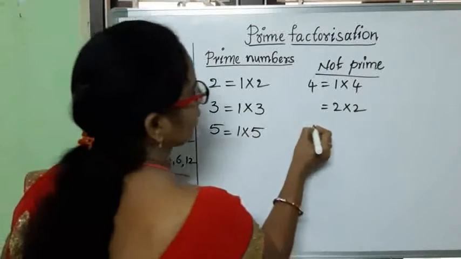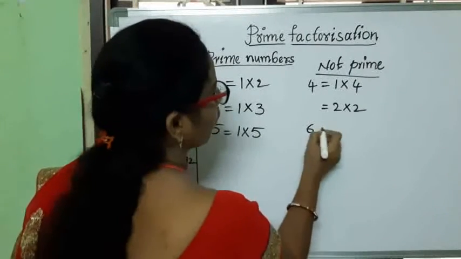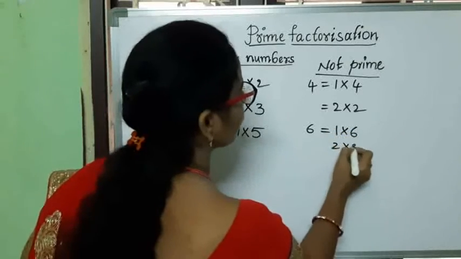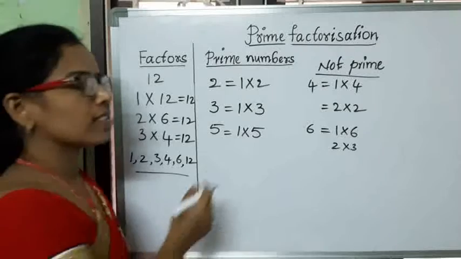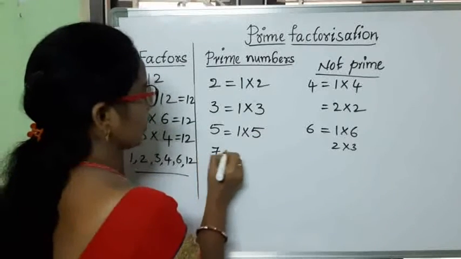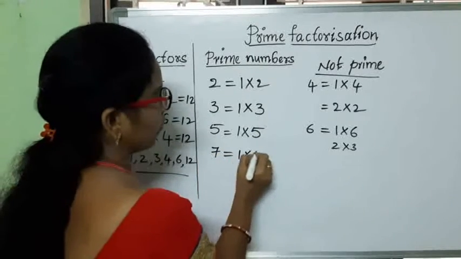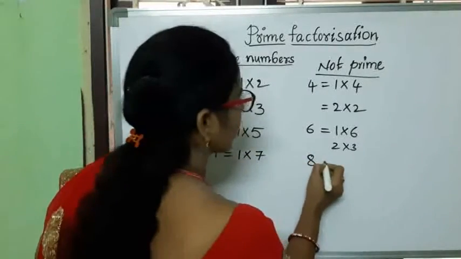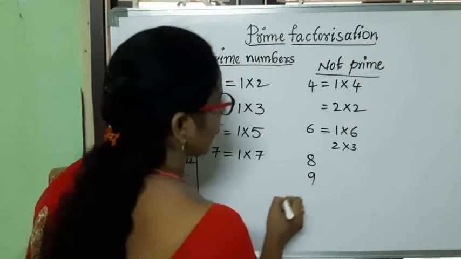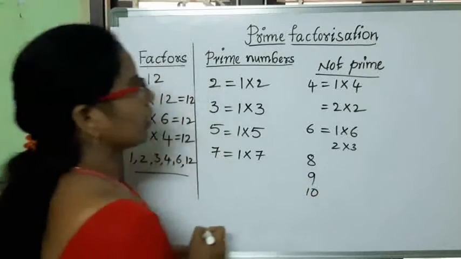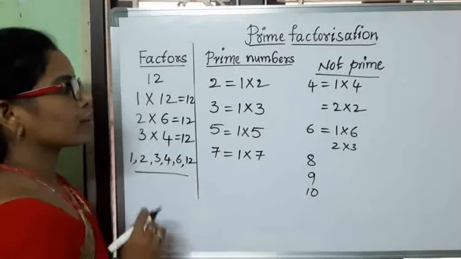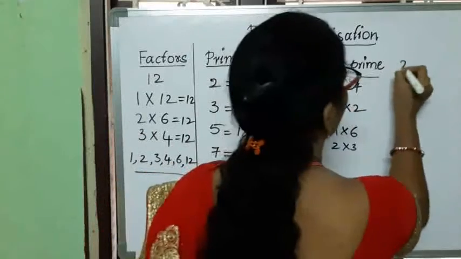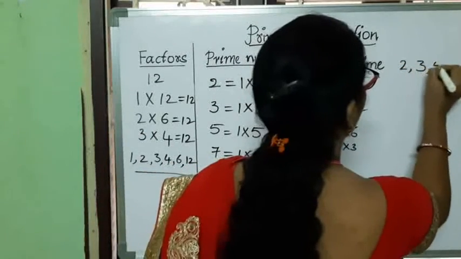Let's take 6. 6 can be written as the product of 1 and 6, and also as the product of 2 and 3. So it's not a prime. And 7 is also a prime. 8 is not a prime, 9 is not a prime, and 10 is also not a prime. Now I am going to write the first 4 prime numbers: 2, 3, 5, 7. These are the first 4 prime numbers.